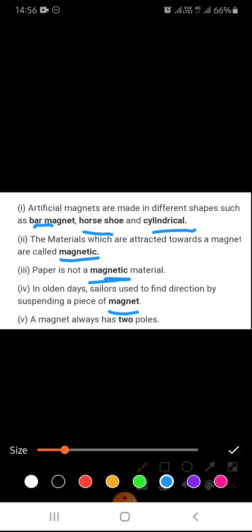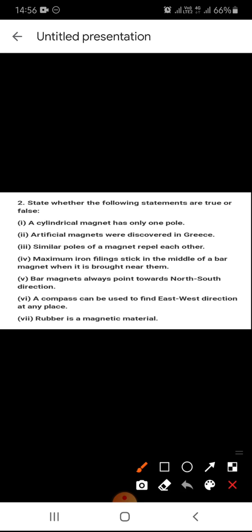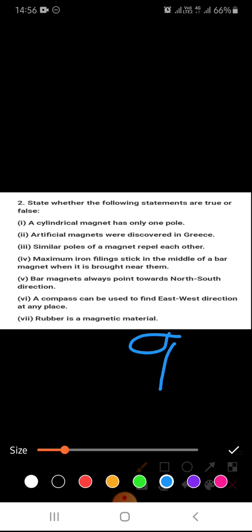A magnet always has dash poles, so a magnet always has two poles, the north pole and the south pole. Now the true false section. The first question: a cylindrical magnet has only one pole. A cylindrical magnet means a magnet in the shape of a cylinder like this. Is it having only one pole? No, it is not having only one pole. So this statement is false.